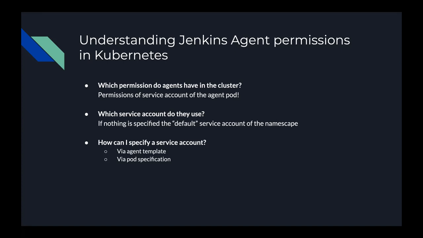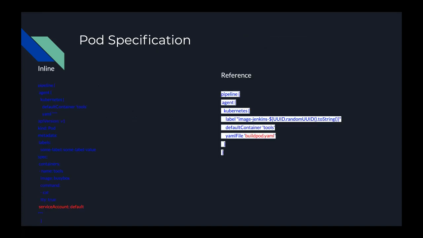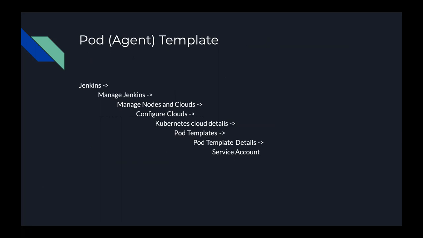So in the Kubernetes plugin, you have the ability to use a pod template. So you can also further specify what you'd like your agents to look like as those get spun up in the cluster. And here's sort of an idea of what that pod specification would look like. And then here's the pod agent template where you can set further configurations.